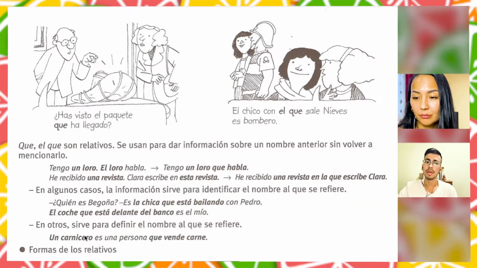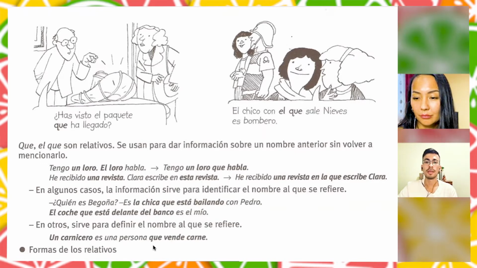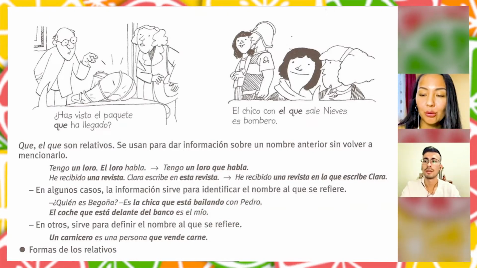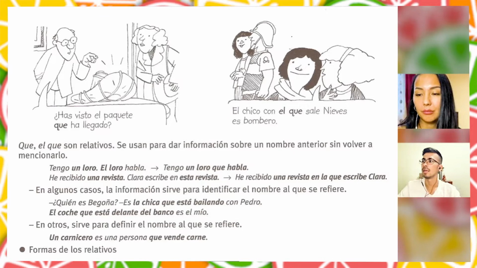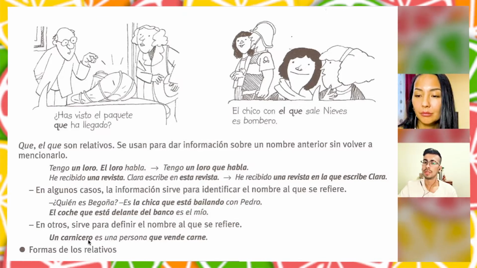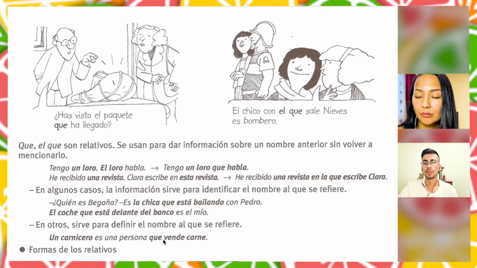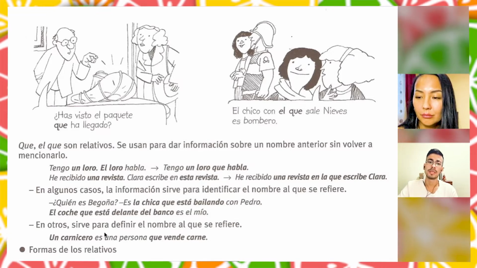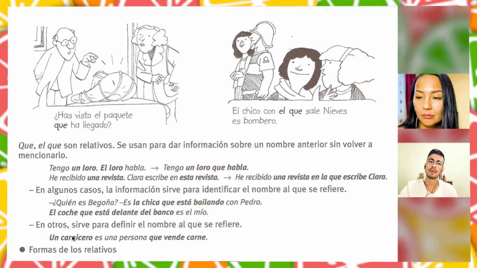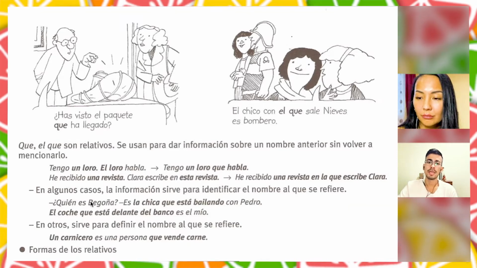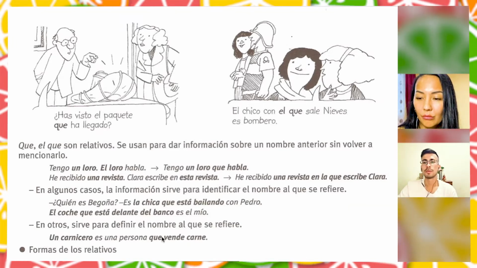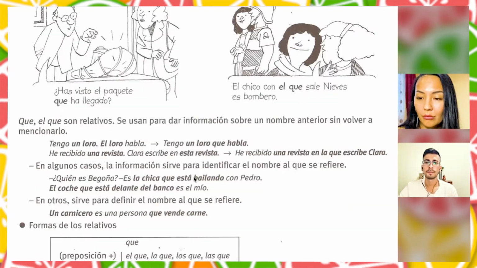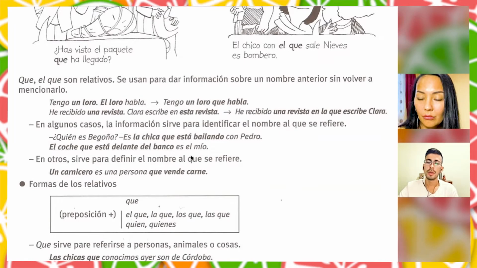For example, un carnicero es una persona que vende carne. A butcher is a person who sells meat. So here we are defining who he is. What is a butcher? In this case, we identify, and in this case, we define. That's why we use relatives. Okay, so how can we use them?